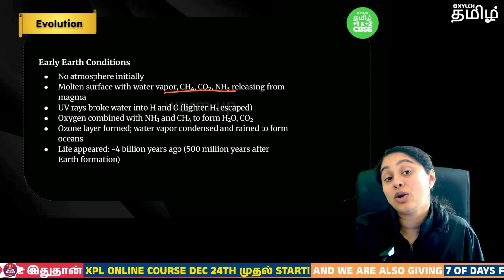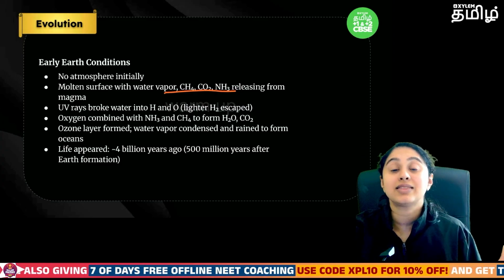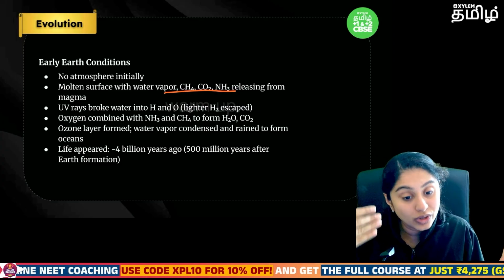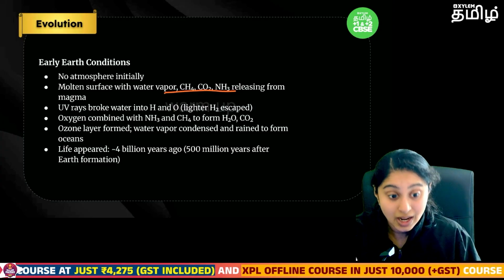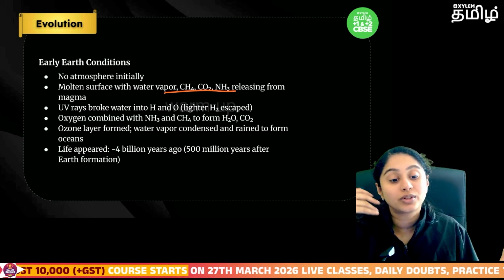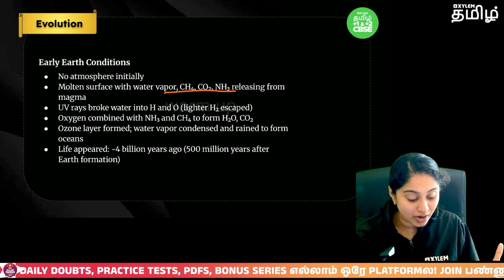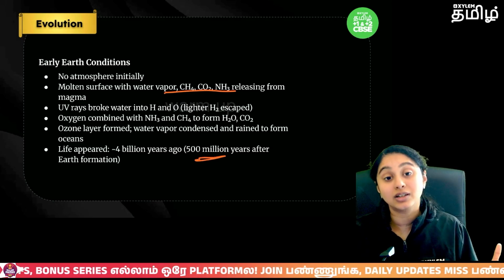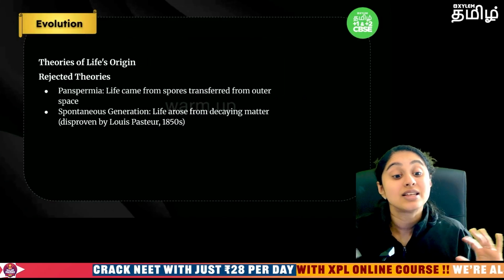Initially we did not have ozone. Then the oxygen itself split into free radicals and combined to form the ozone layer. Then the water vapors condensed and brought rain, and this rain filled up all the craters of the world and formed the oceans. Life appeared almost 500 million years after the earth formed, so almost 4 billion years ago is when life started to come.